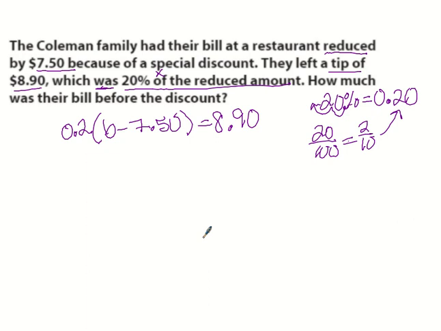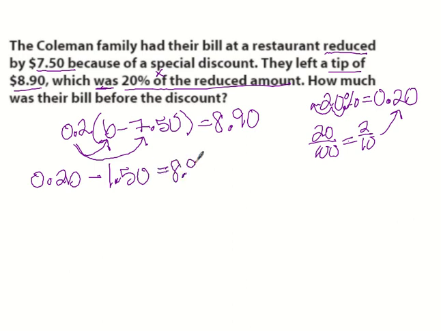$8.90. So we are once again combining 7.3 with 7.2. This is where your calculator is definitely going to come in handy. So we're going to distribute by 2/10 here and here. So we're going to get 2/10 B minus, well, what's 2/10 times 7.50? It's $1.50, equals $8.90.